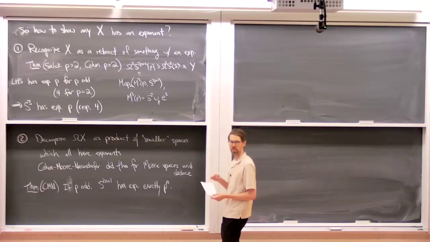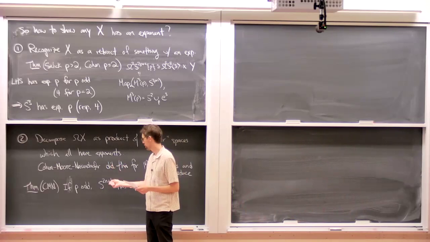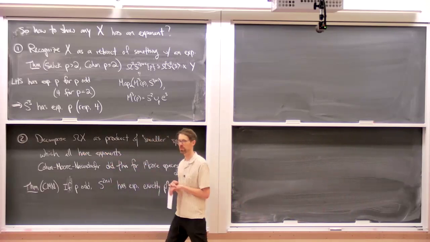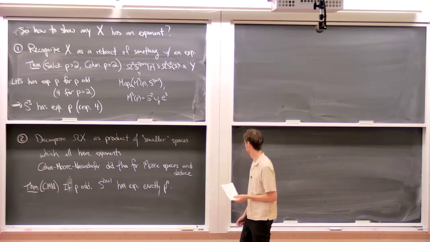Okay, so you take any odd dimensional sphere, you pick your favorite odd prime, and then you look at all its homotopy groups. You will see Z mod P to the n showing up infinitely often, but you'll never find an element of higher P order than that.